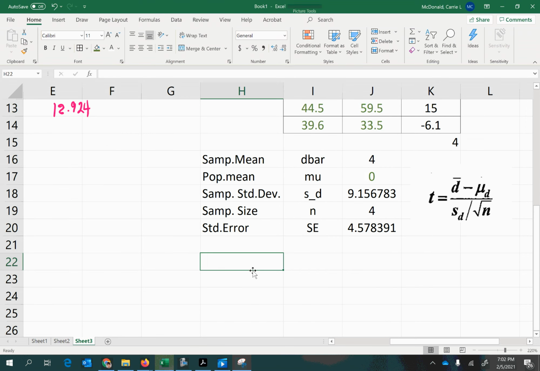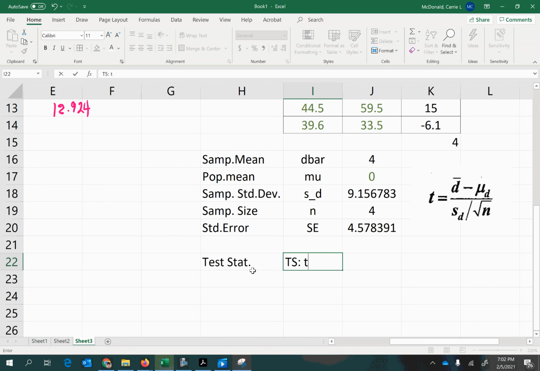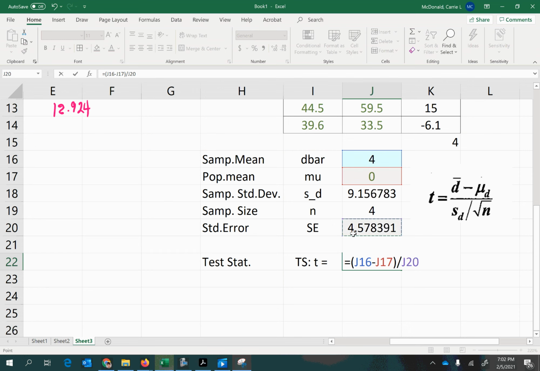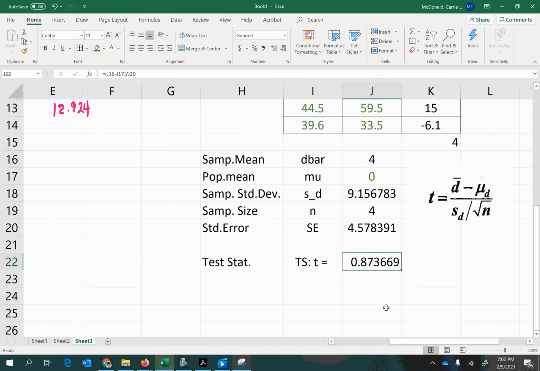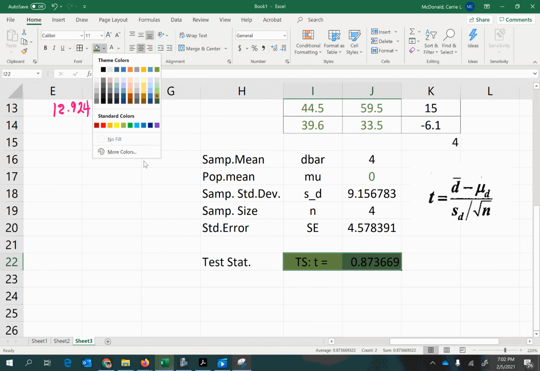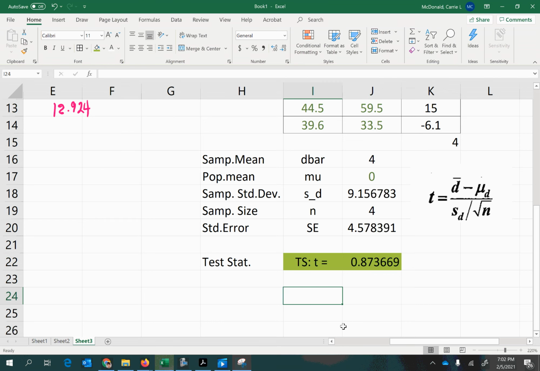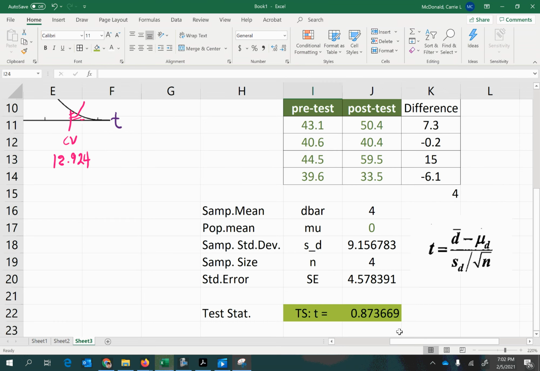So now we can actually calculate the test statistic, TS or T for short. And so in the top there, we're going to do D bar minus the mean of the population from the null hypothesis divided by the standard error. And so here is our test statistic. Now I'm just going to highlight this in green because that is the one that came from our data.